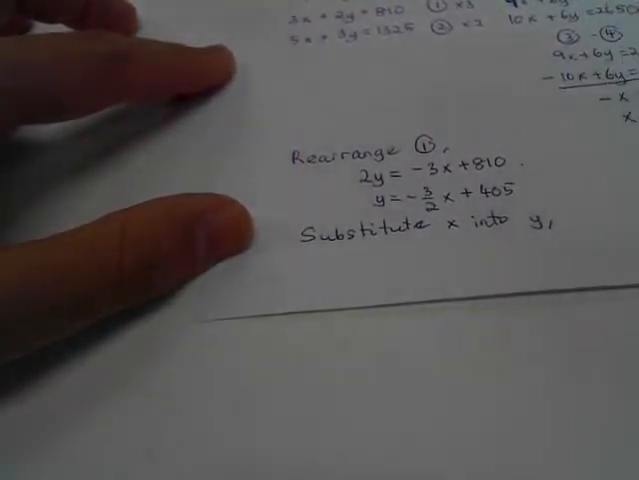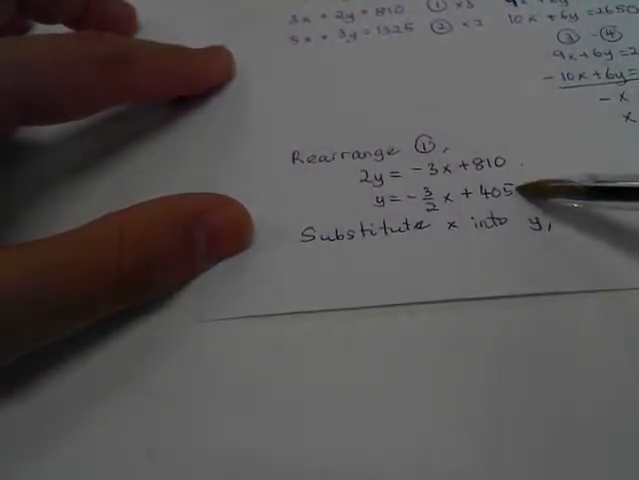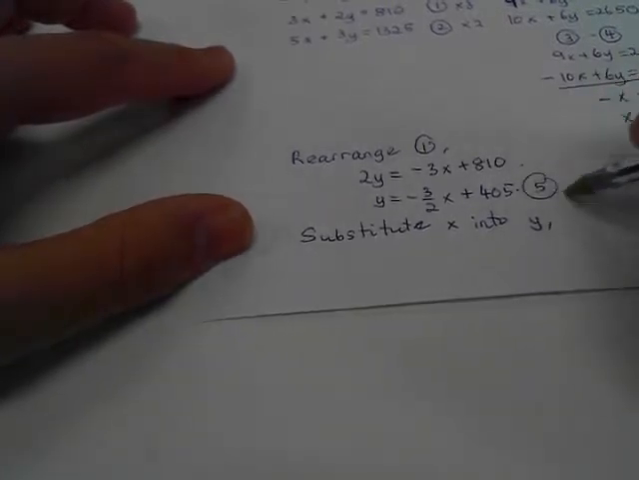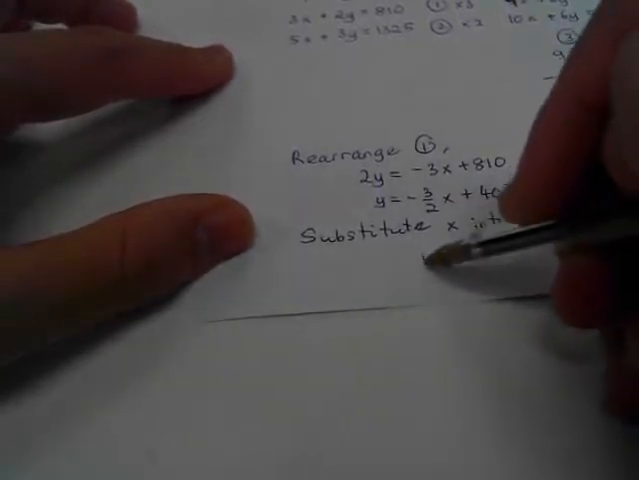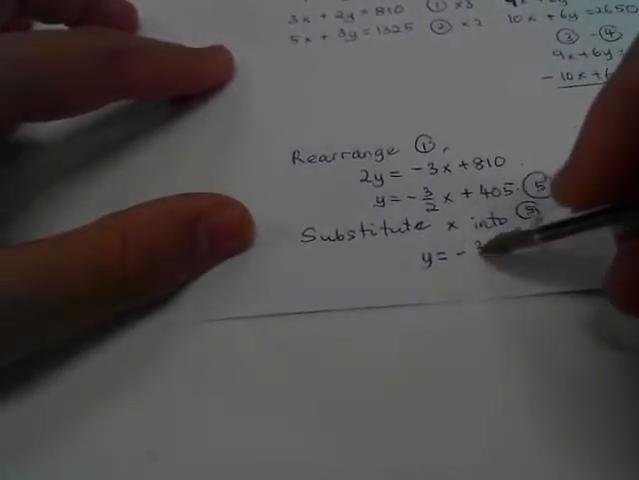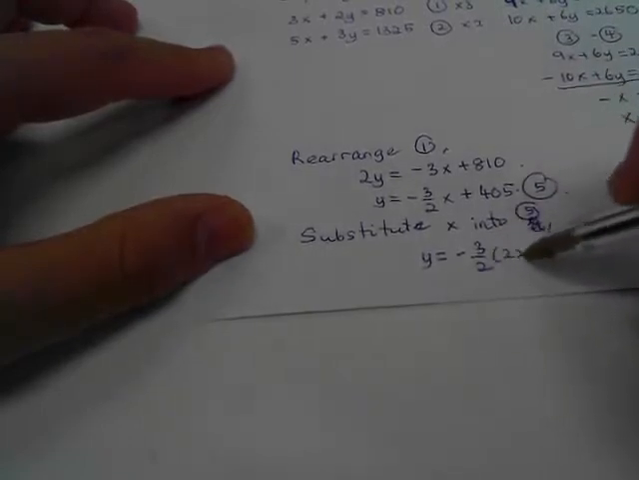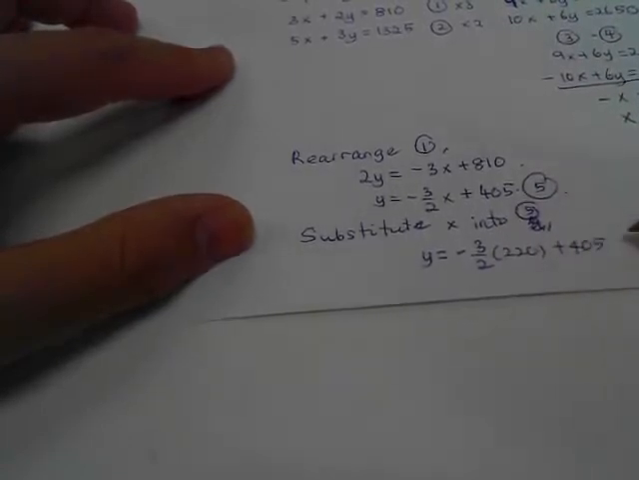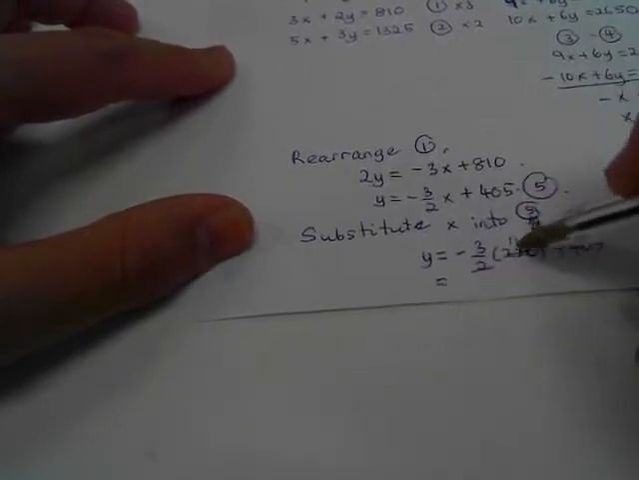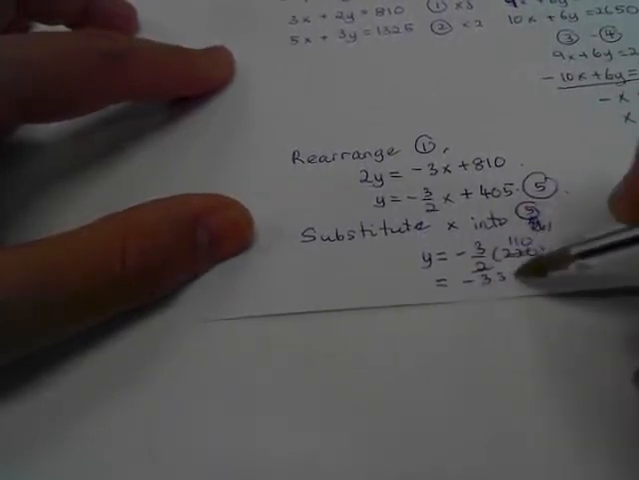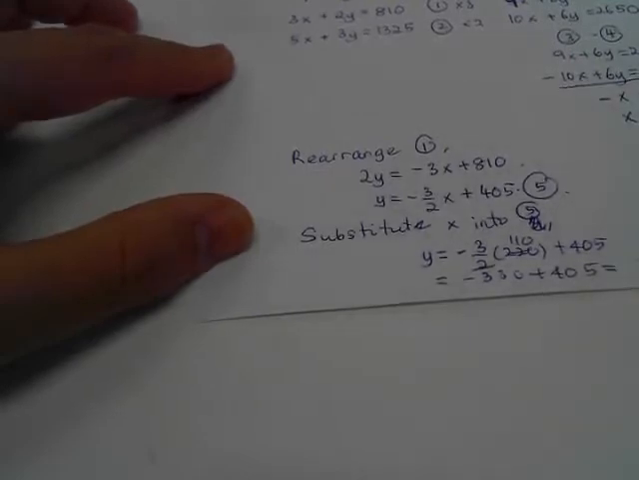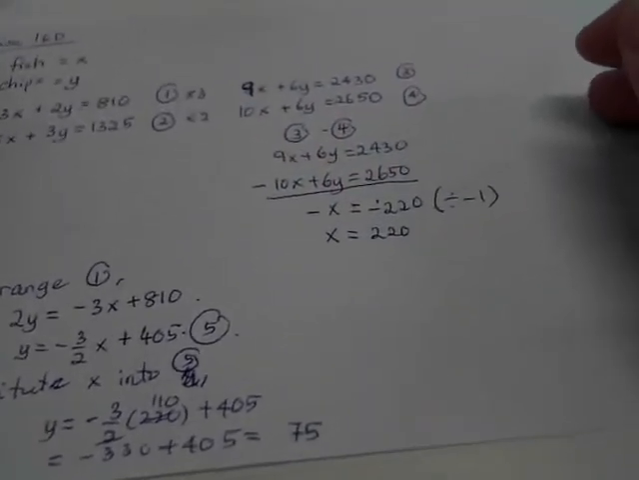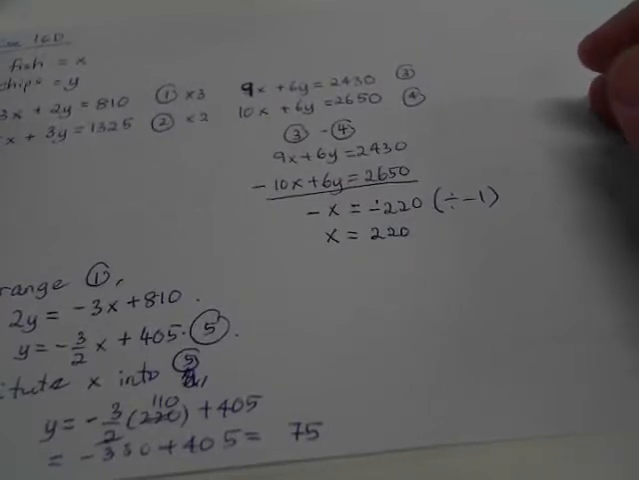Now we substitute x into y. Sorry, because we have rearranged and made a new equation, we label it equation 5, so x goes into equation 5. That will give you y is minus 3 over 2 times x, which is 220, plus 405. Negative 330 plus 405 will give you 75. Therefore x here is 220 and y is 75.